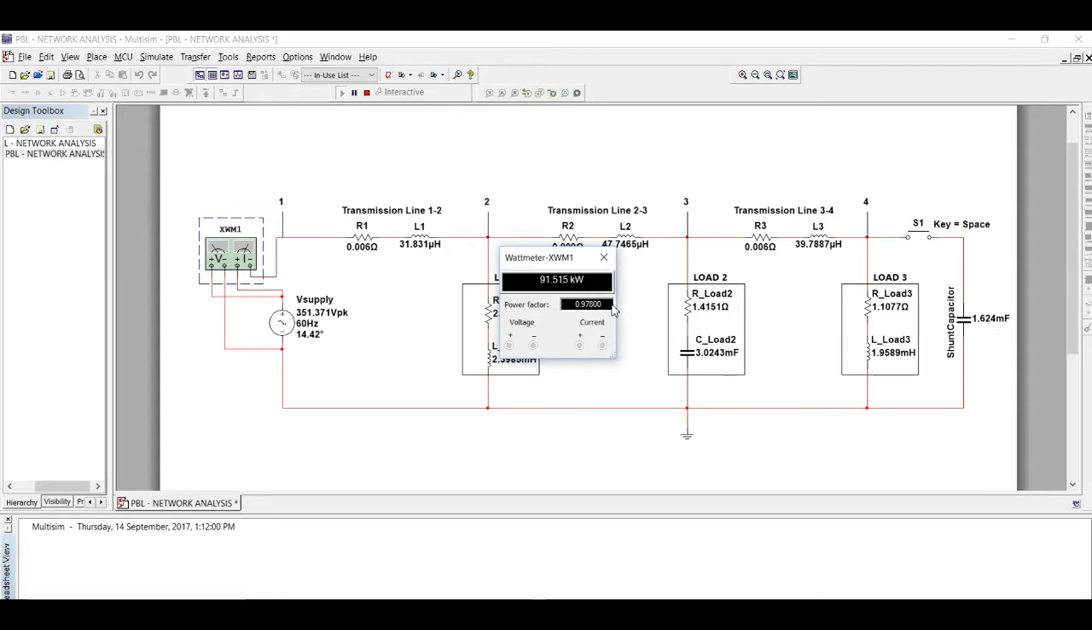To measure the power factor of the system, we use a wattmeter, and it is connected like this. We run the simulation and check the wattmeter, and the power factor is displayed here, which is 0.98. Therefore, the power factor of this system is 0.98, lagging.